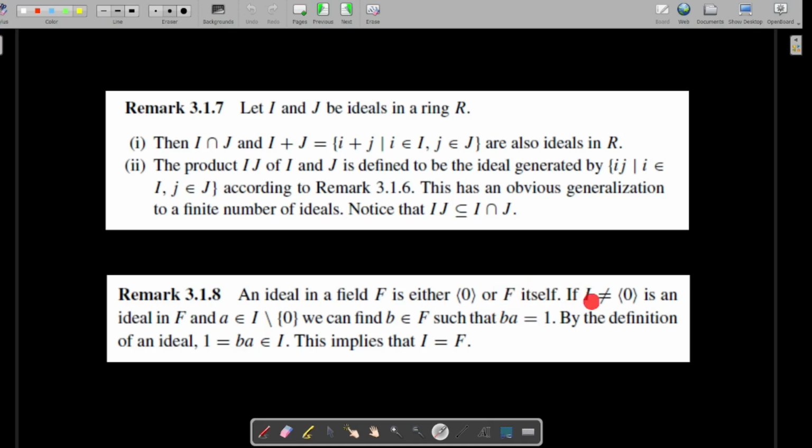Because if this ideal contains one non-zero element, suppose a belongs to I, which is different from 0, then a belongs to F also, because I is a subset of F, and every non-zero element in F has an inverse. So this a must have an inverse. So we can find a b belonging to F such that b times a is equal to 1. By the definition of ideal, a is an element of the ideal, b is an element of F, so we are multiplying an element of F with an element in I.